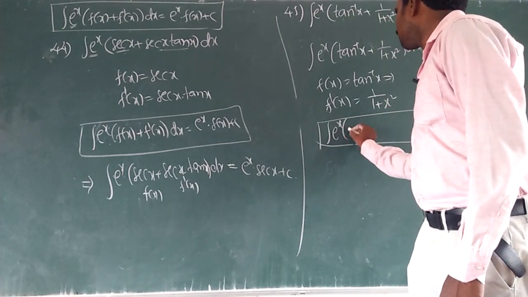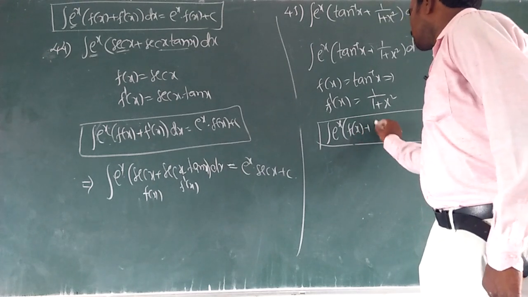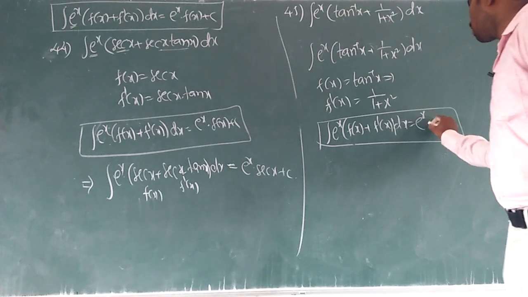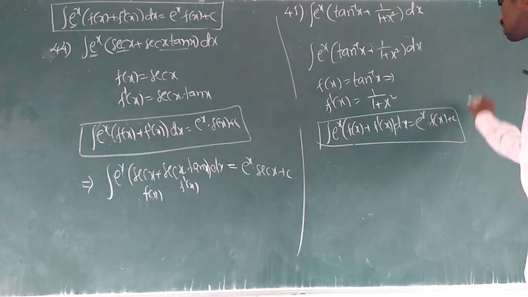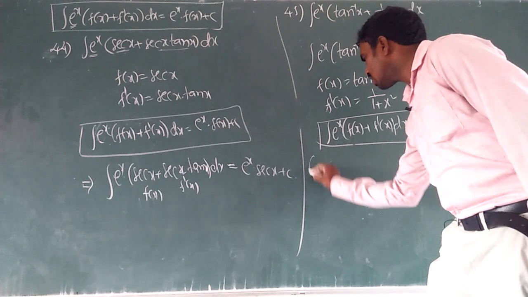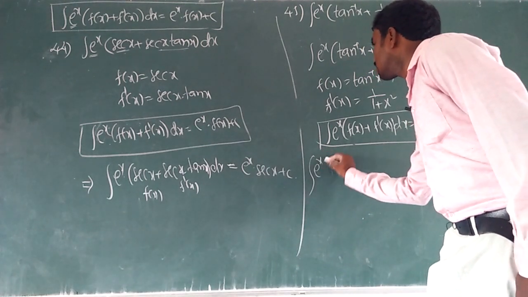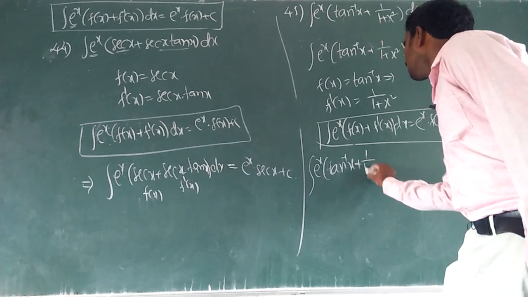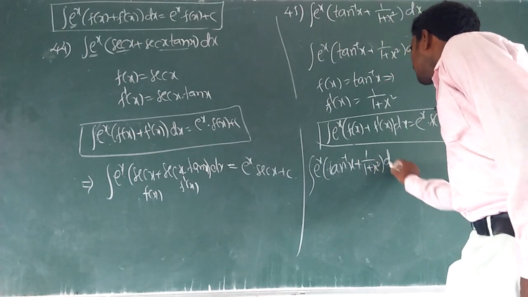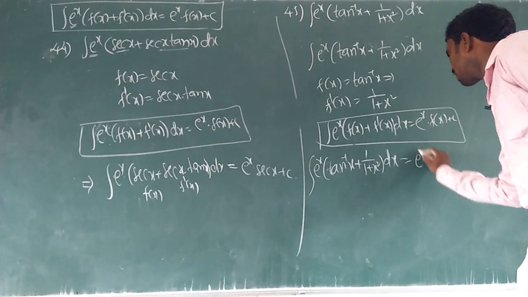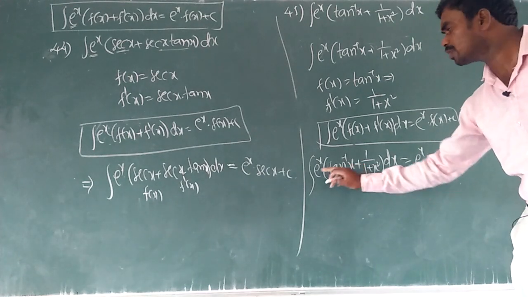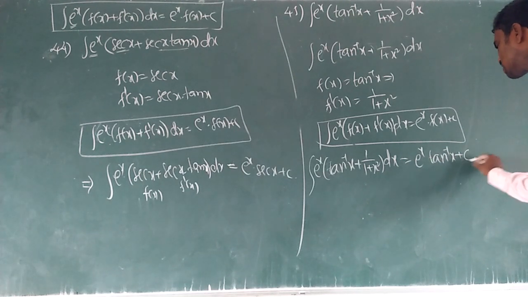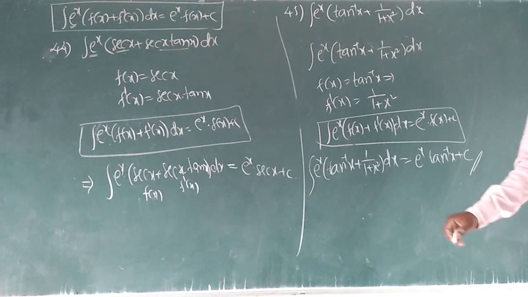So therefore, according to formula, what is that? E power x into f of x plus f dash of x formula is equal e power x into f of x plus c. So using this formula, the answer of given question, what is that? E power x into tan inverse x plus 1 by 1 plus x square dx is equal e power x into, this is function. So e power x into function tan inverse x is the answer. Okay.